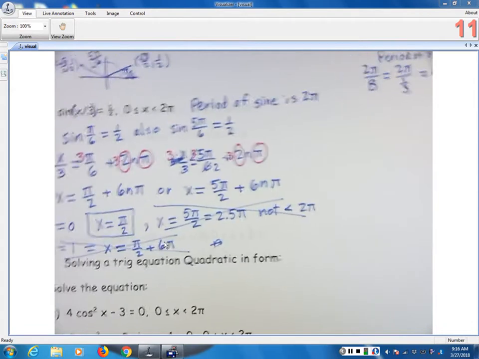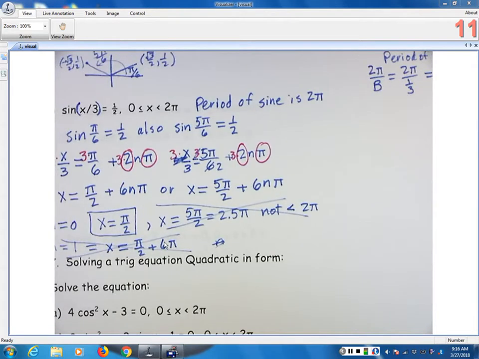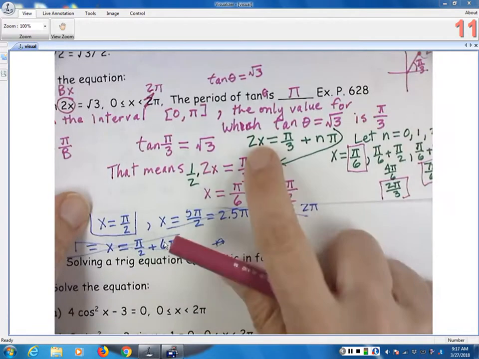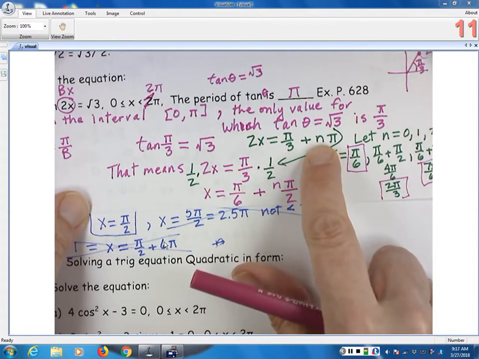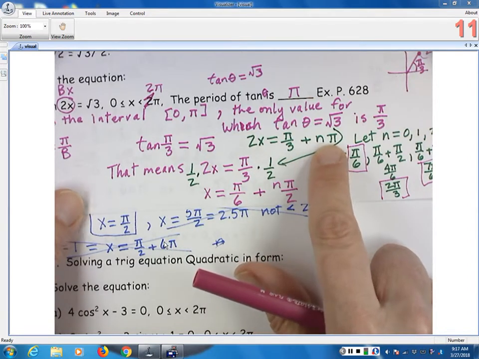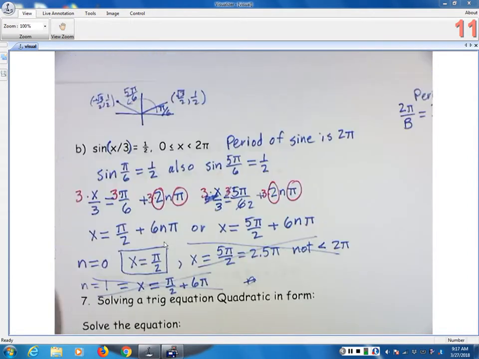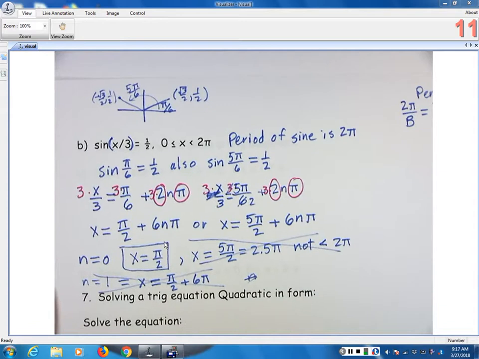Good question. On the tangent function, the last example, the period's only pi. So look at the thing I wrote in green here. That's why I added n pi. Can you just hold for a second so I can see the little drawing? Your unit circle? This right here? Yeah. Okay.